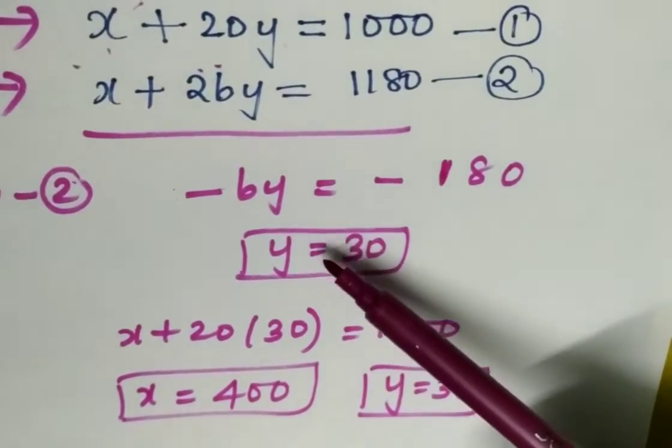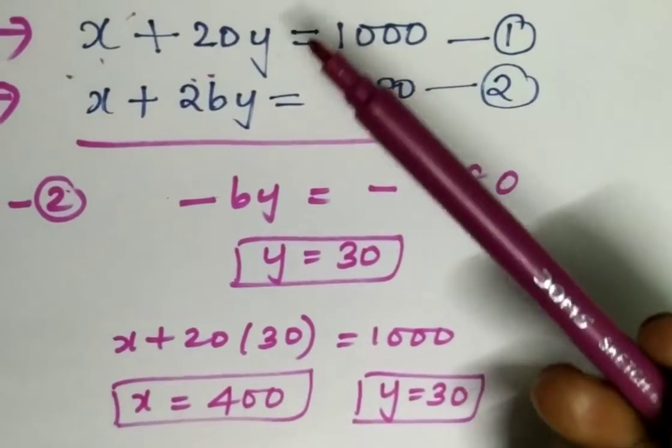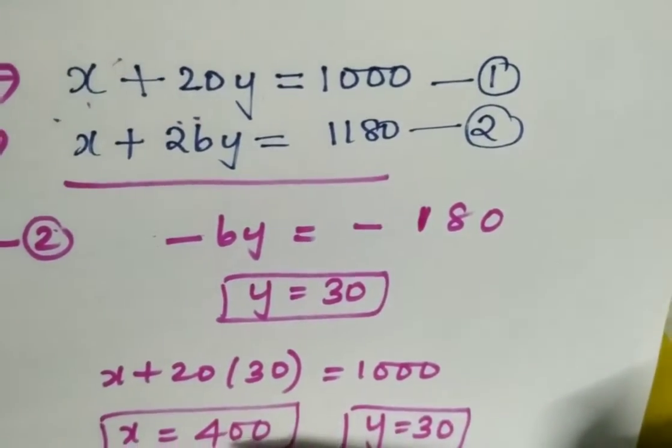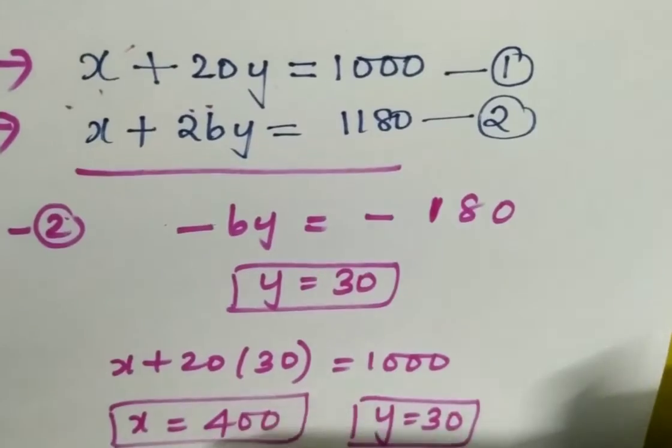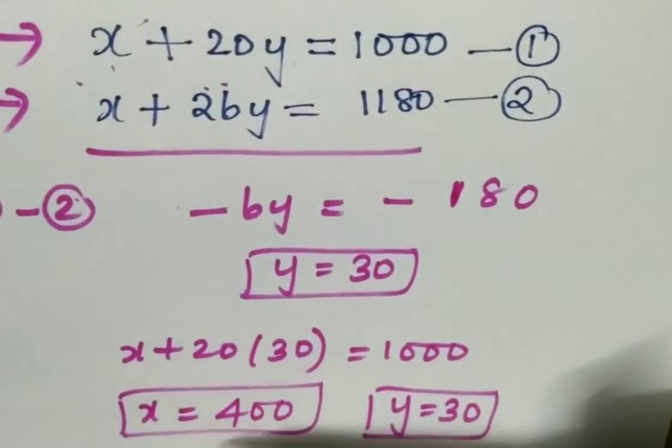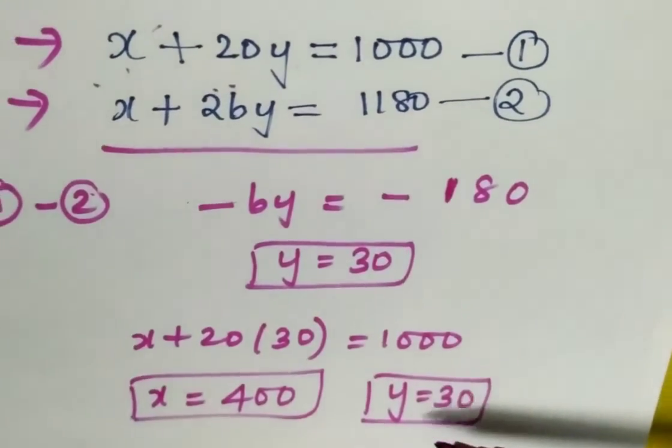Now, if you substitute this y value in any one of the equations, you will get the value of x. The value of x is 400. Per month, like rent, the fixed charges is 400 rupees for them and per day food expense is 30 rupees.